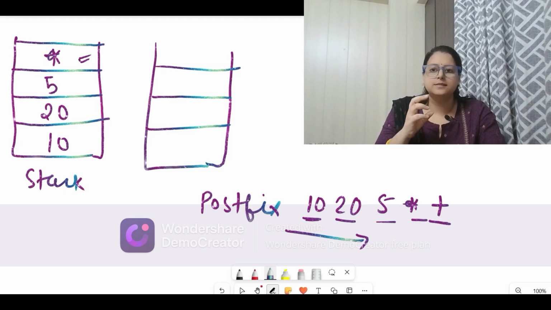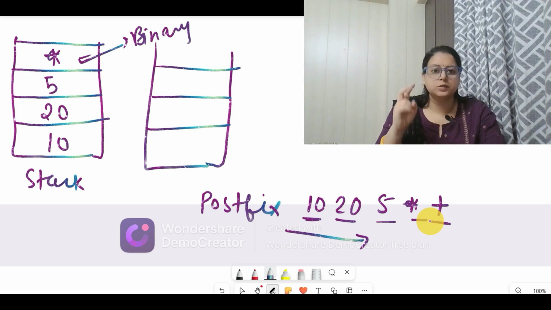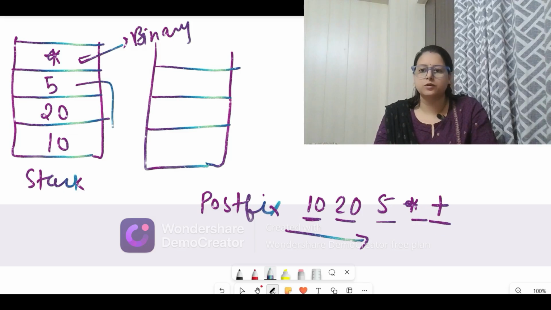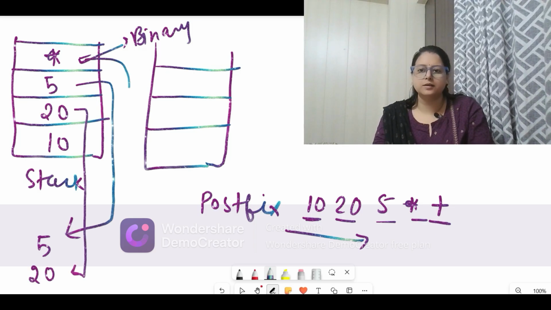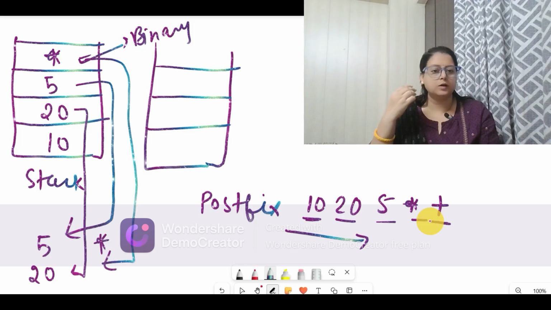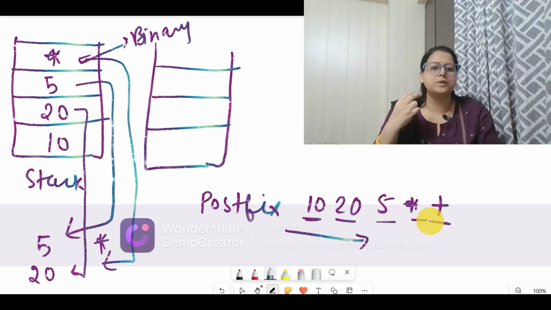And as we know, this is a binary operator. So two operands means two values will be popped from the memory. So what are the recent two values? First of all, 5 will be popped and the next value 20 will be popped, and obviously this operator will be popped. So the recent two operands and one operator are popped from the stack. The operator is popped because it needs to be evaluated, it cannot stay over here. Then the recent 2, because this operator is a binary operator. So first of all, this evaluation will be done.